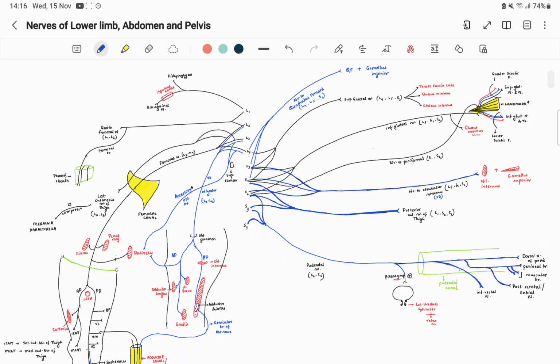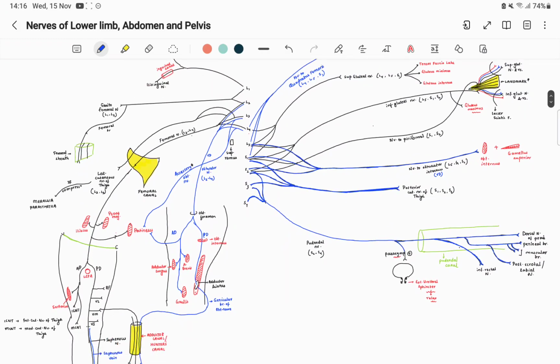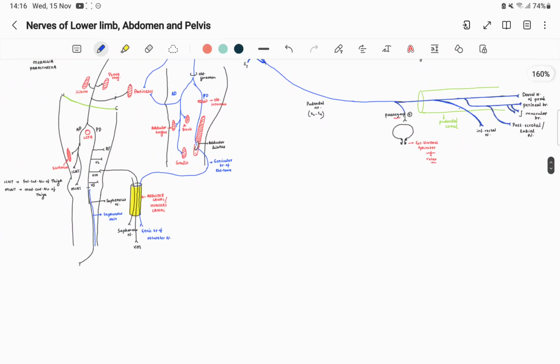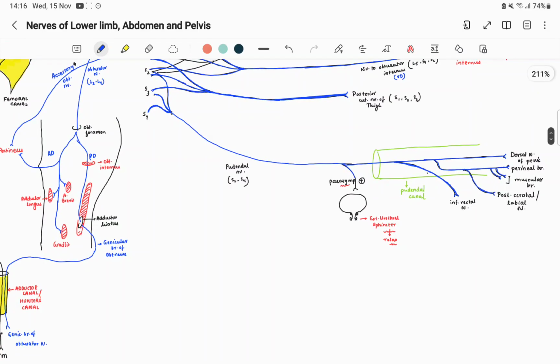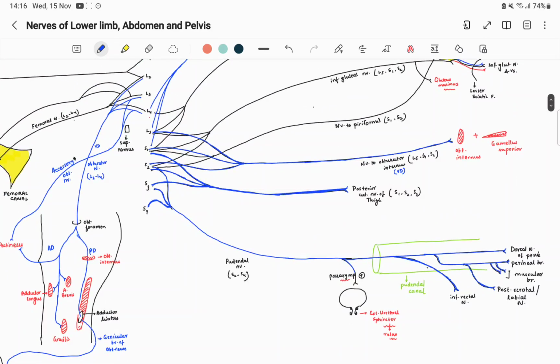I hope you understood all this and it made sense about the nerves. Now we are talking about a major nerve which we had left over, and this is the last nerve to discuss: the huge sciatic nerve, which supplies the posterior compartment of your thigh, and it runs via the popliteal fossa also. So let's talk about your sciatic nerve.